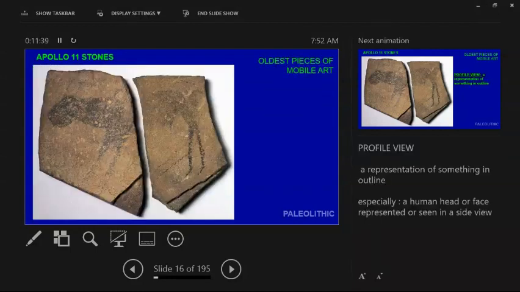All right, so if we get a closer look at this one right here, these are the oldest pieces of mobile art. And mobile art means you can carry it with you. Most of the art from this era is not mobile. Things that you can carry with you get broken over time, they get lost over time. And so having a mobile work of art that is this old is very rare. Not just very rare, extremely rare.